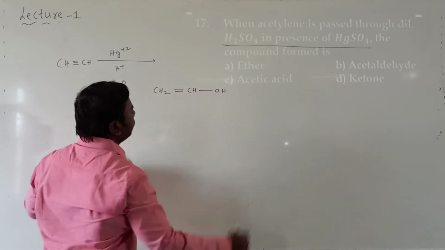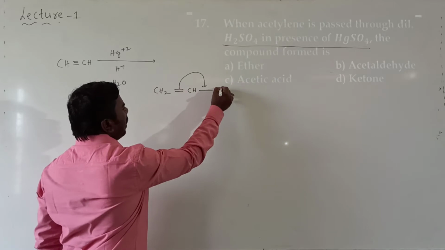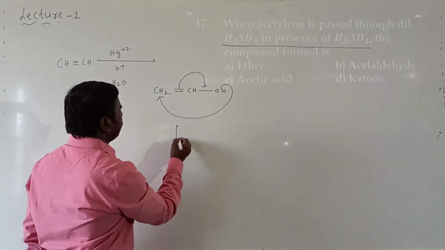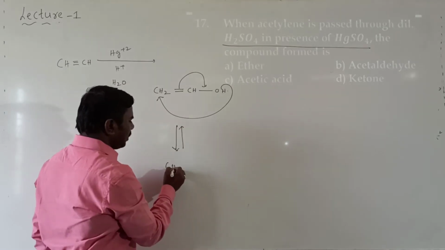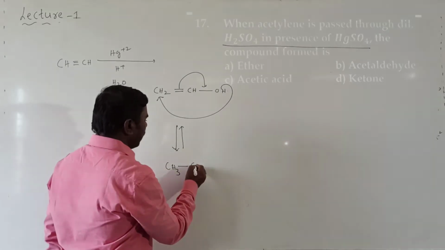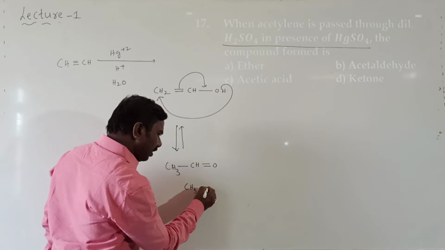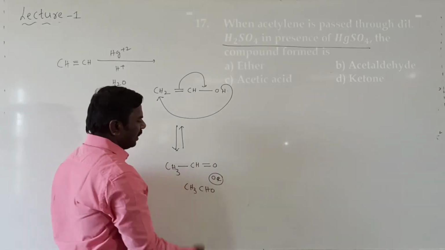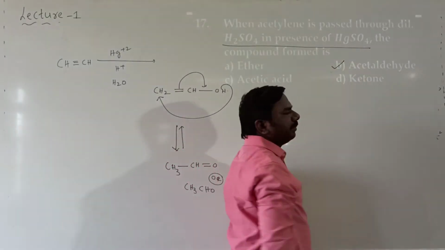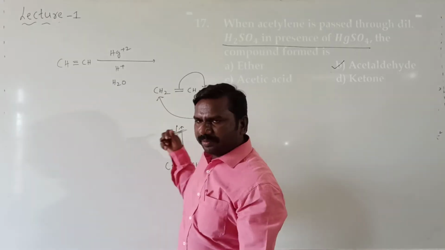Clear enough? Right. Now this bond is shifted here and this hydrogen is shifted. It is called tautomerism. CH2 is modified to CH3, the double bond is modified to a single bond, and CH double bond O, simply taken as CH3CHO. Clear on acetaldehyde? The answer will be acetaldehyde. Right? One is hydration followed by tautomerism.